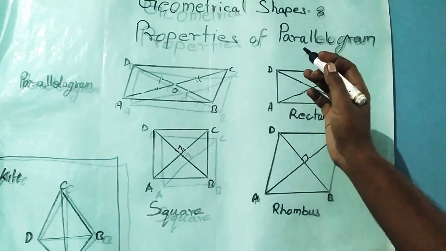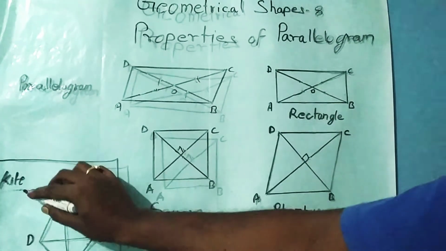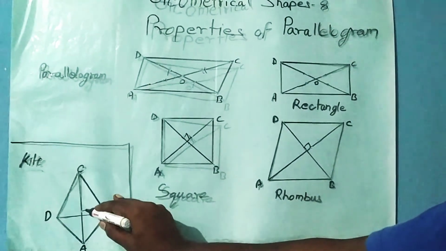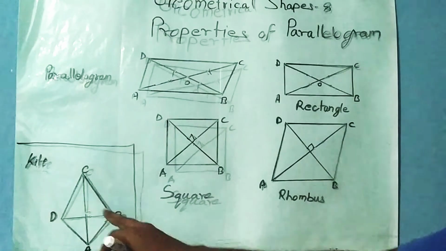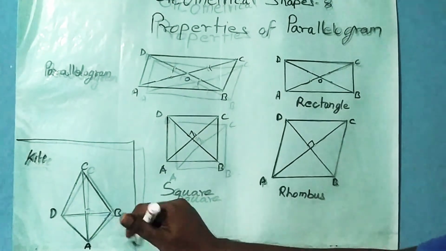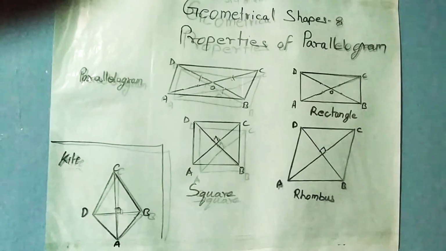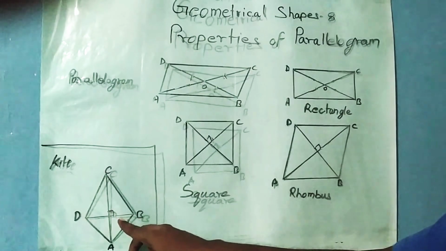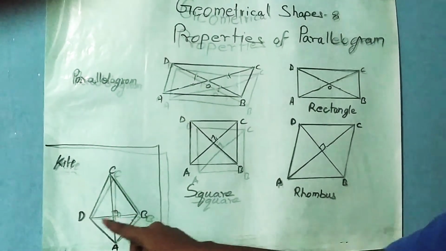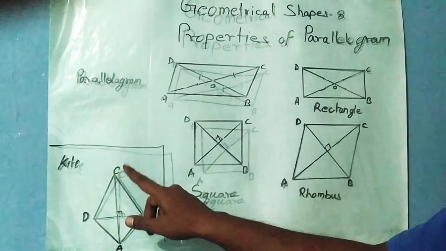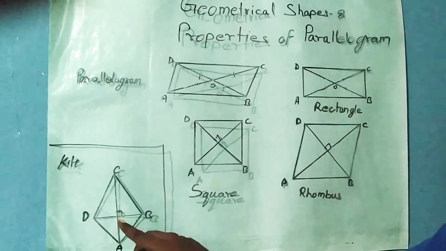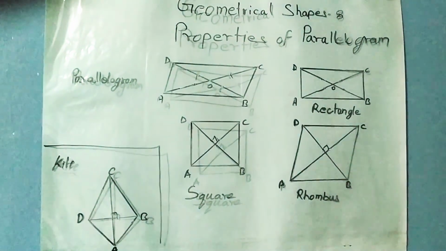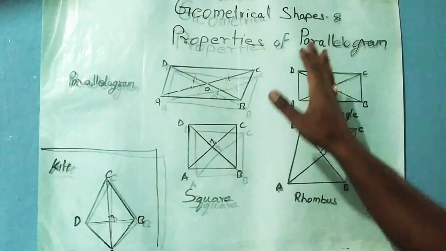So let's come to another shape, that is the kite. In case of a kite also, the diagonals intersect at 90 degrees. They are perpendicular, but the lengths of the diagonals are not the same. They do not intersect at the midpoint. It means that diagonal AC is perpendicular to BD, but they do not intersect each other at the midpoint. This point should be noted in the case of a kite. So friends, I think the special properties of the parallelogram are clear.